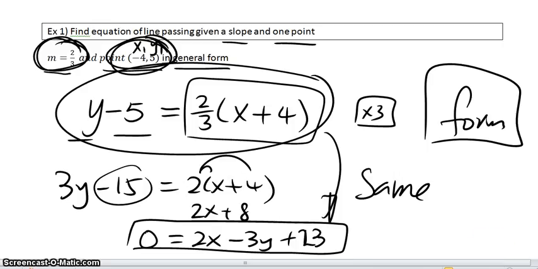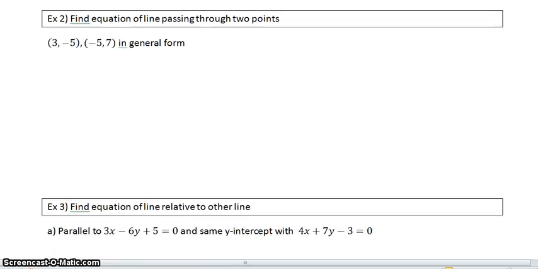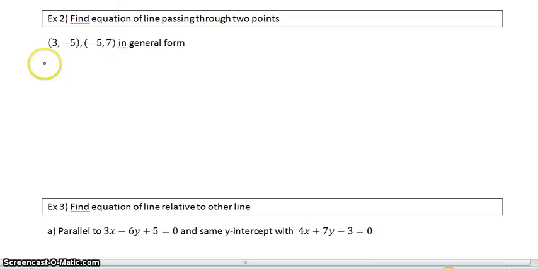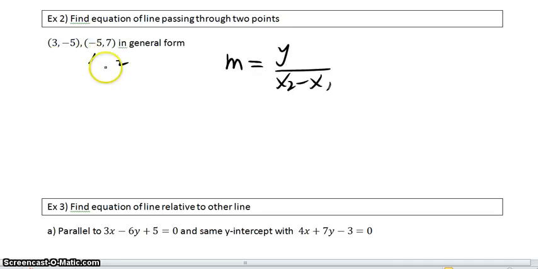Okay, let's try another question. You can find a line when you are given 2 points. So how do we do it? First, you look at all the forms. None of the forms have 2 points. It's only slope-point or slope-intercept. So you need the slope. How can I find the slope? I have a slope formula: x1, y1, x2, y2. So the slope is y2 minus y1 over x2 minus x1.